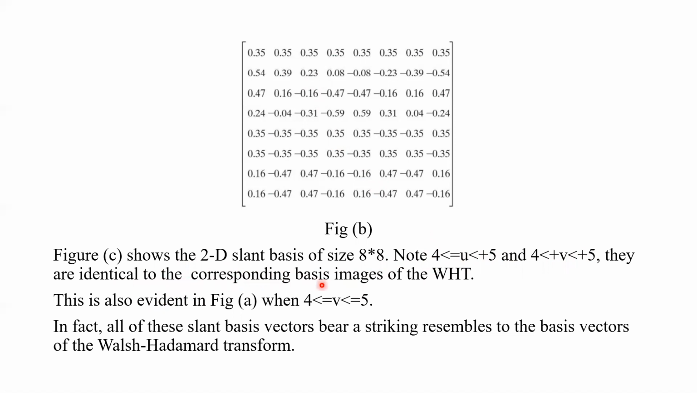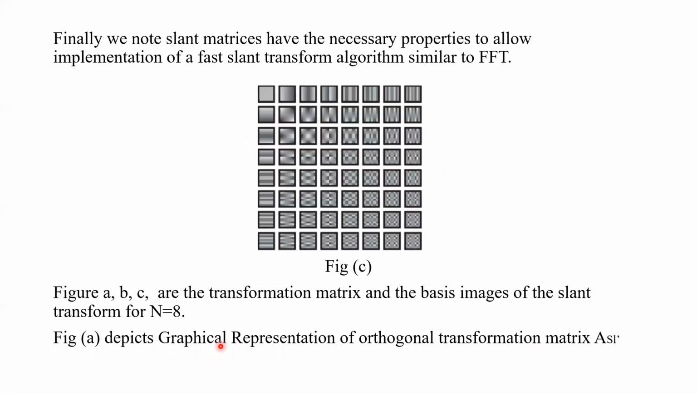And they are identical to the corresponding basis of the Walsh and Hadamard transforms. This is also evident in figure A when 4 is less than or equal to v less than or equal to 5. In fact, all the slant basis vectors bear a striking resemblance to the basis vectors of the Walsh-Hadamard transforms. Finally, we know that slant matrices have the necessary properties to allow implementation of a fast slant transform algorithm, similar to the fast Fourier transform or FFT.